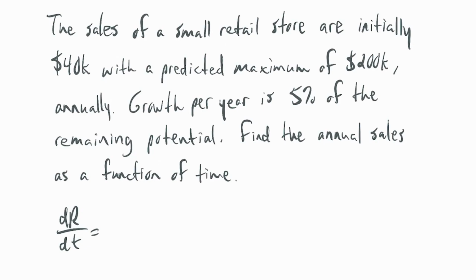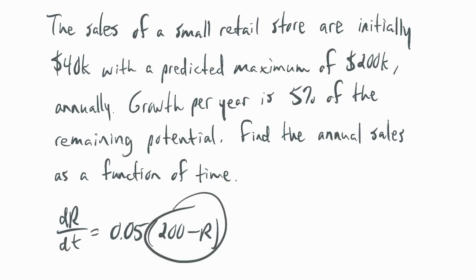So one way to do that would be to say, okay, we're going to have 5% of the remaining possible revenue. Well, R is going to be in thousands, so this could be 200 minus R. Because then if R is 200, you'd have 200 minus 200, which is 0. So your growth rate would be 0 once you get to the maximum of 200, right? So that kind of makes sense.